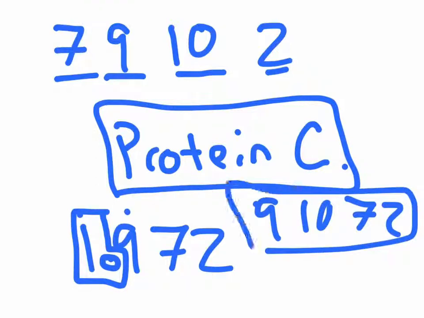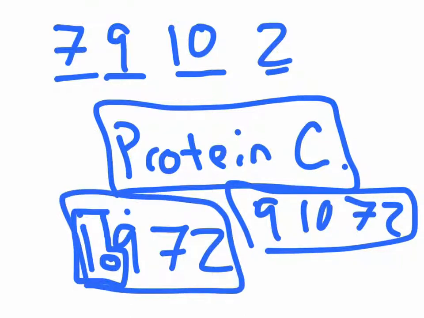9-10-7-2. But really, 1972, they say that's the birthday for warfarin, because I'll show you how it works in a second. But so let's say 7, 9, 10, and 2. Let's take a look at the phospholipids and the calcium.